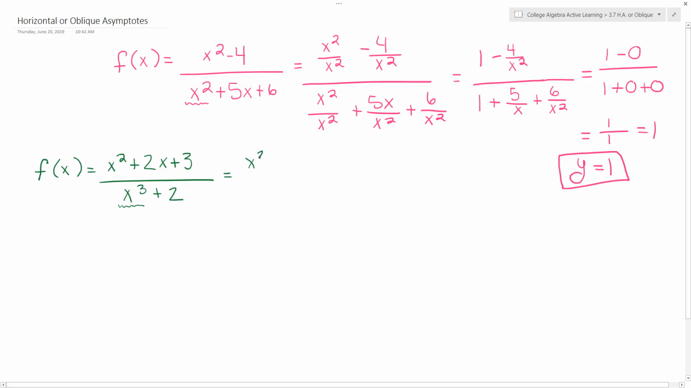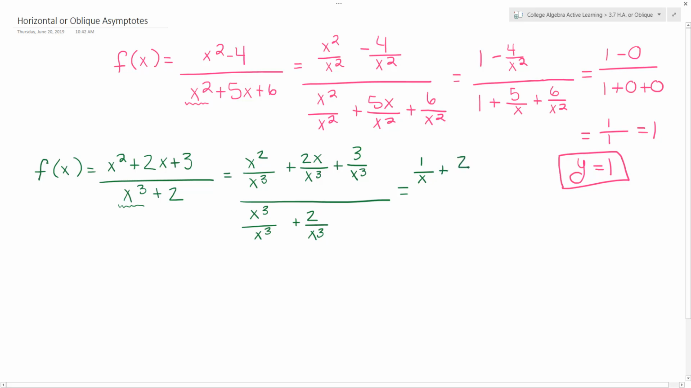So x squared divided by x to the third, 2x divided by x to the third, 3 divided by x to the third, and then do the same thing for the denominator. We got x cubed divided by x to the third, and we got 2 divided by x to the third. And then we're going to reduce all of those fractions down. So in the first fraction we're left with 1 over x plus 2 over x to the second plus 3 over x to the third.